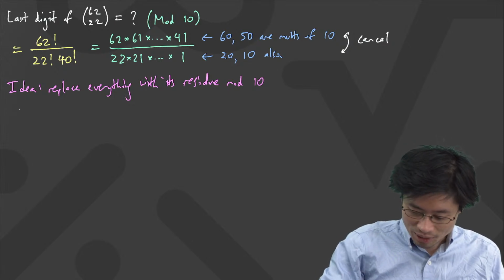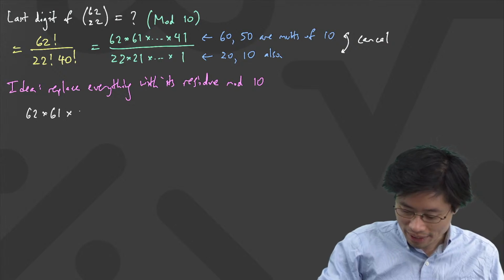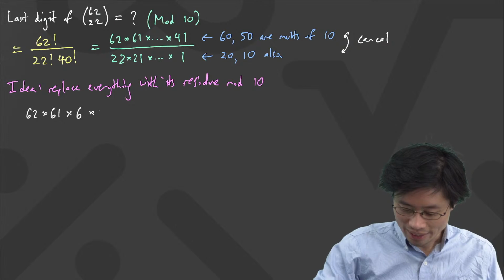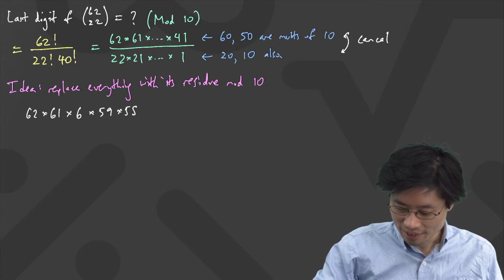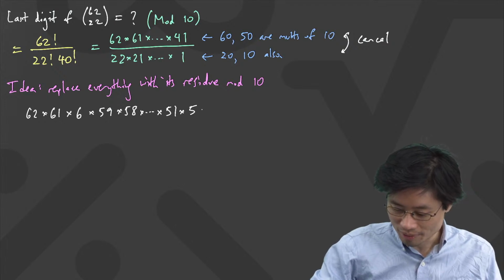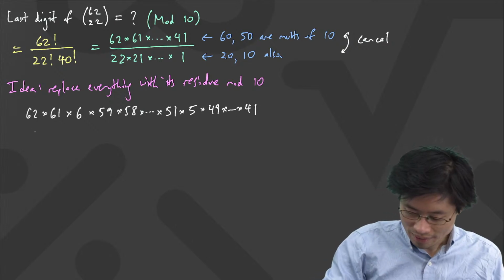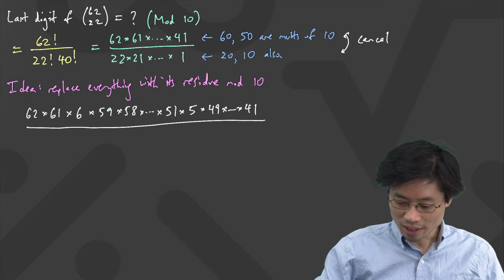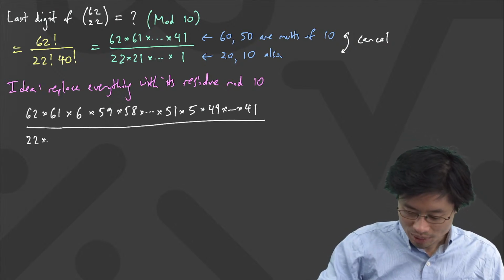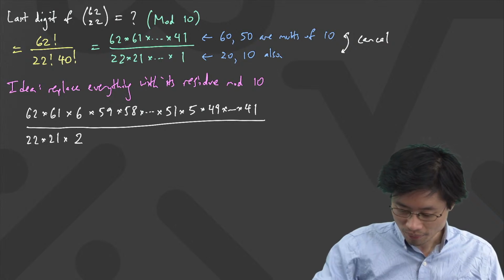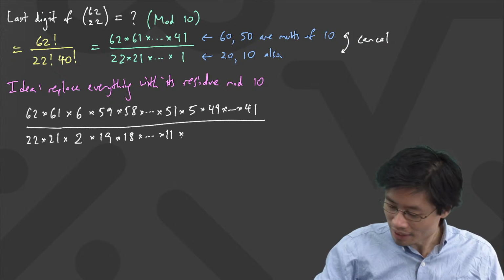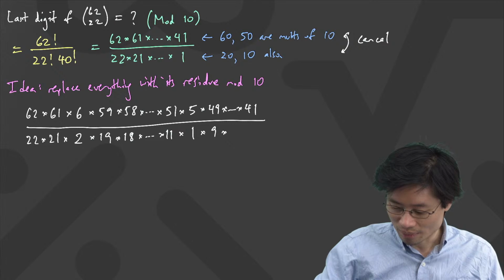So what we really have is something like 62 times 61 times, now the 60 we already canceled out a 10, right? Times 59 times 58 times ... times 51 times, instead of 50, I just write a 5, okay? Times 49 times all the way to 41, divided by, on the bottom, 22 times 21 times, instead of a 20, it's a 2, times 19 times 18 times all the way to 11, but instead of 10, it's just a 1. The 10's gone. 9 all the way down to 1.